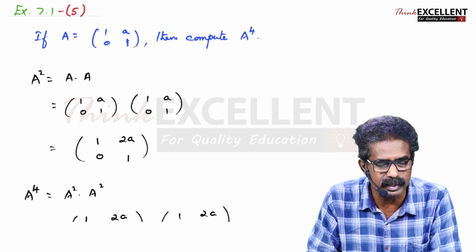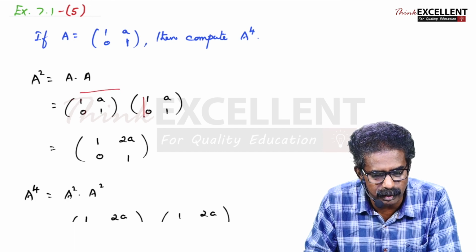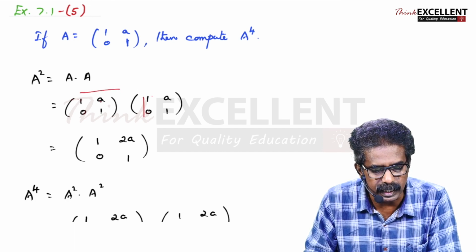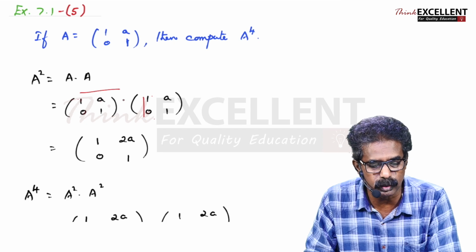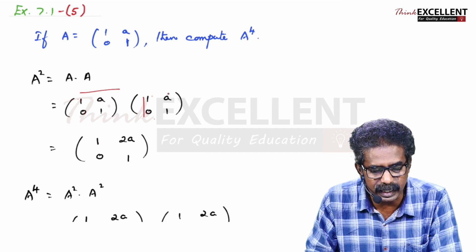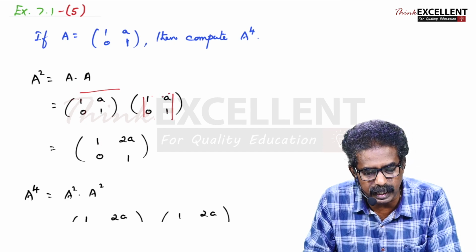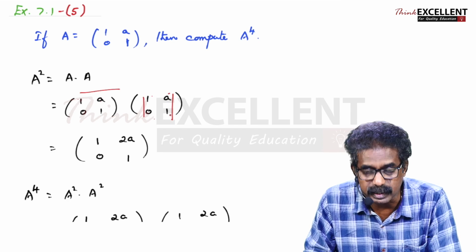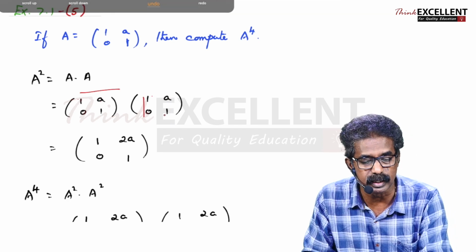Now you know how to multiply row by column. First row, first column, 1 into 1 plus A into 0. A into 0 is 0. 1 into 1 is 1. That's all. First row, second column. 1 into A, A into 1, A. So A plus A, you are getting 2A.